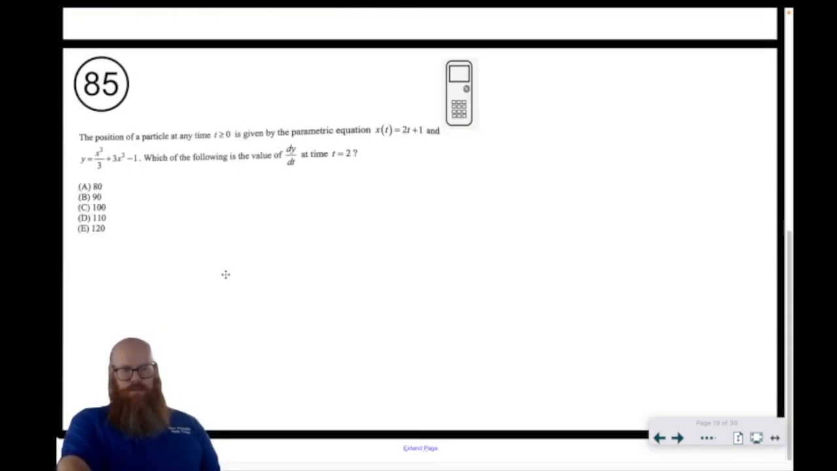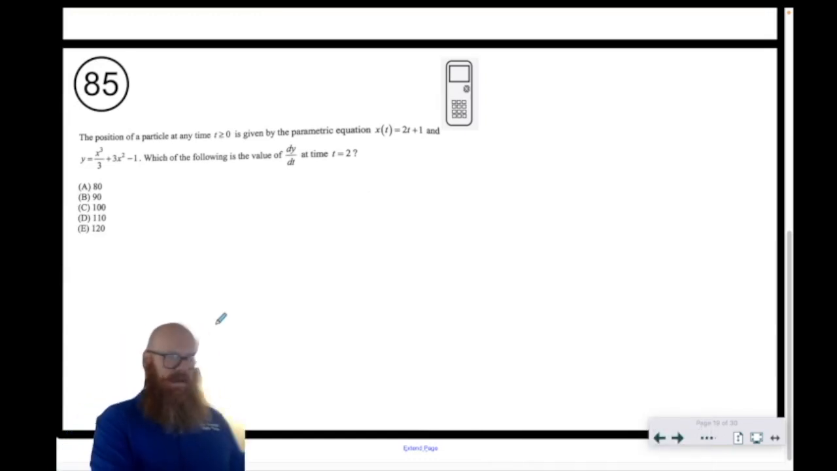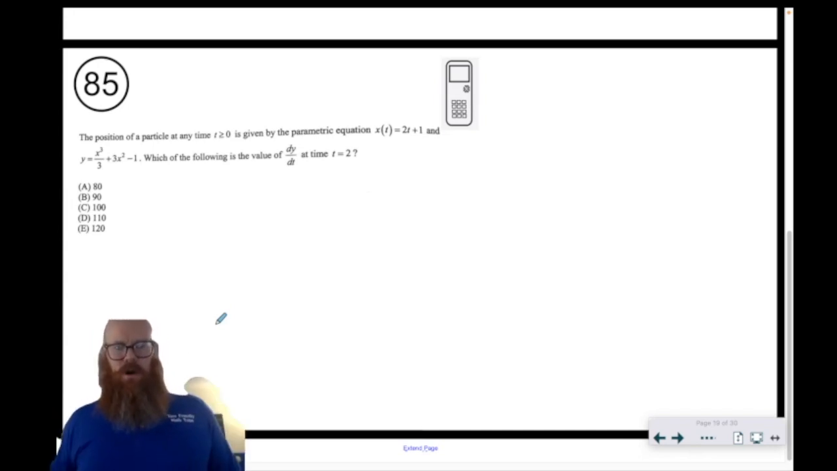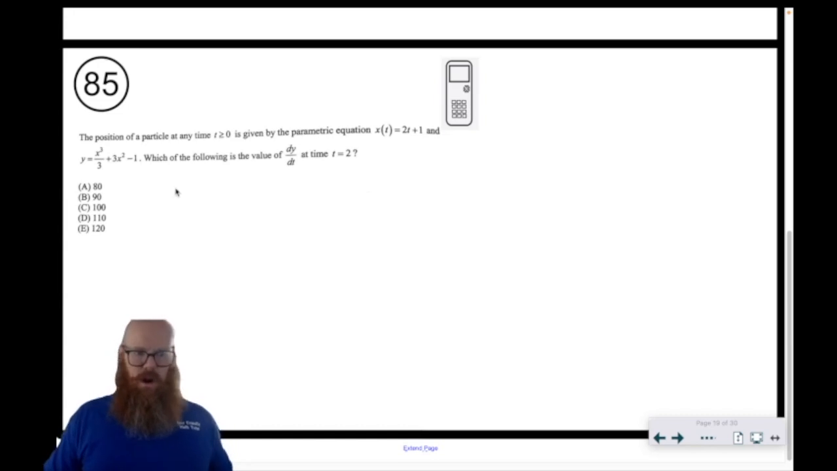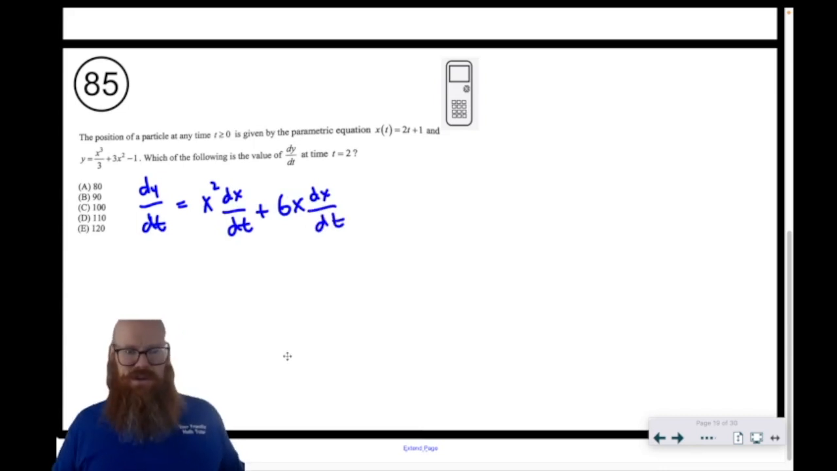Okay, let's move on to number 85. Here we have the position of the particle given by these equations. Which of the following is dy/dt at time t equals 2? All right, so if I want dy/dt, I want to take the derivative of this with respect to time. So dy/dt is equal to, well, the derivative of this is x squared dx/dt plus 6x dx/dt. And then the derivative of that is 0.